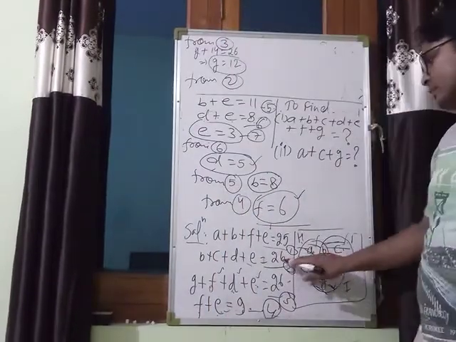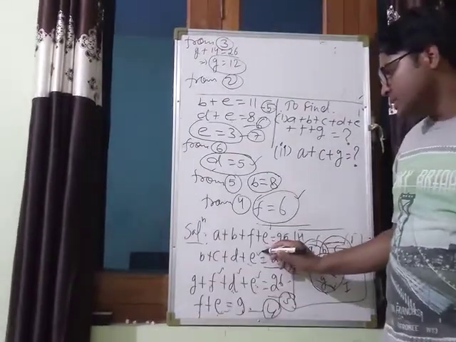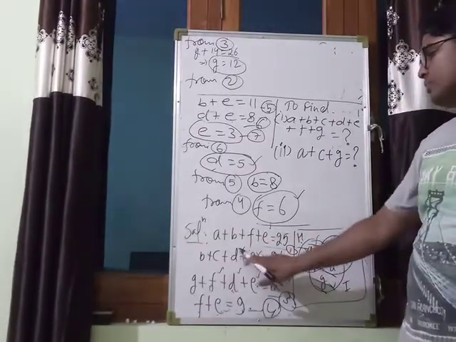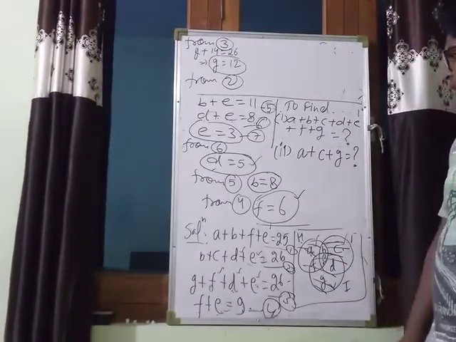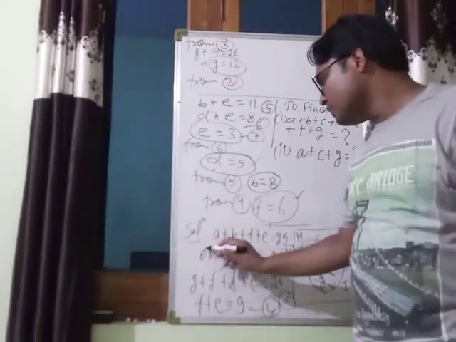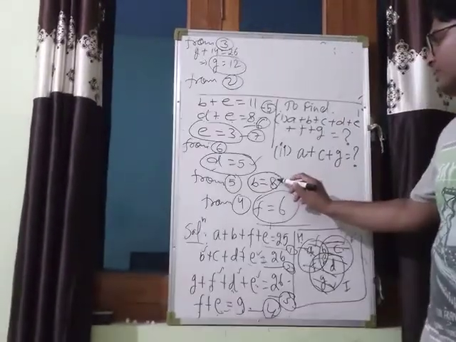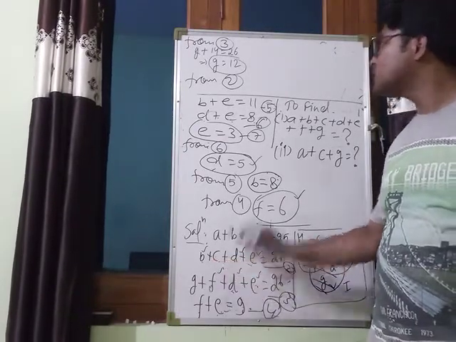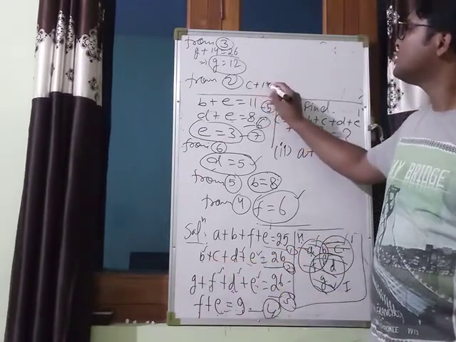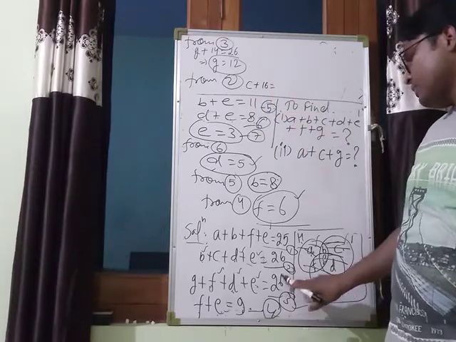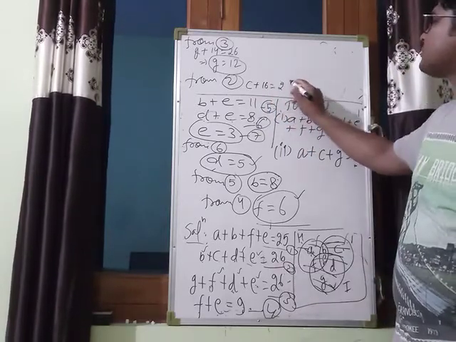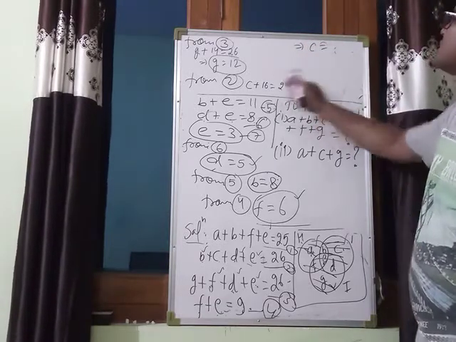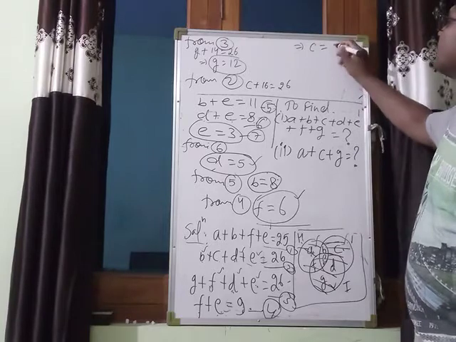And from second, this one is your second. Put the value of E, that is 3, and the value of D, that is 5. So 3 plus 5 is 8, and the value of B is 8, so 8 plus 8 is 16, plus C. C plus 16 is equal to 26. So from here, C is 26 minus 16, that is 10.